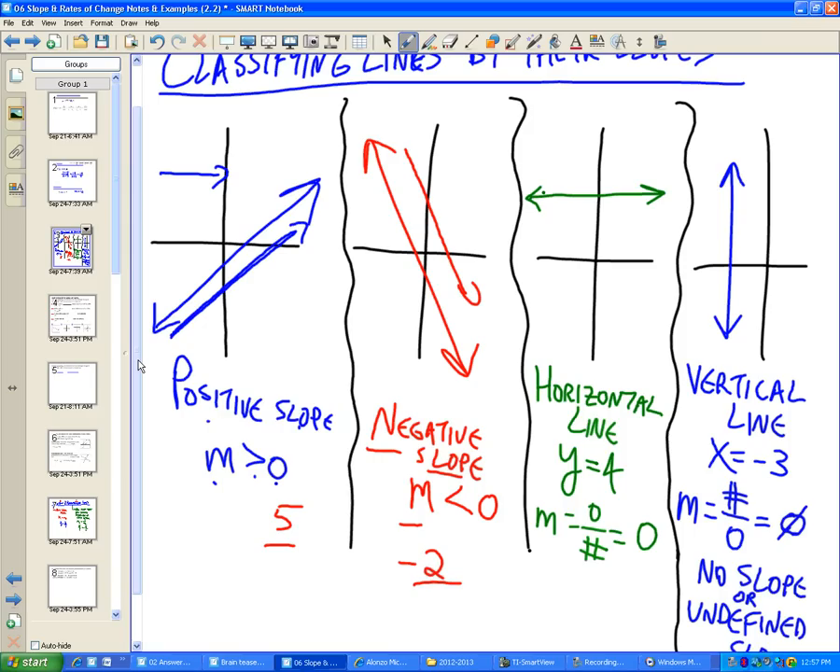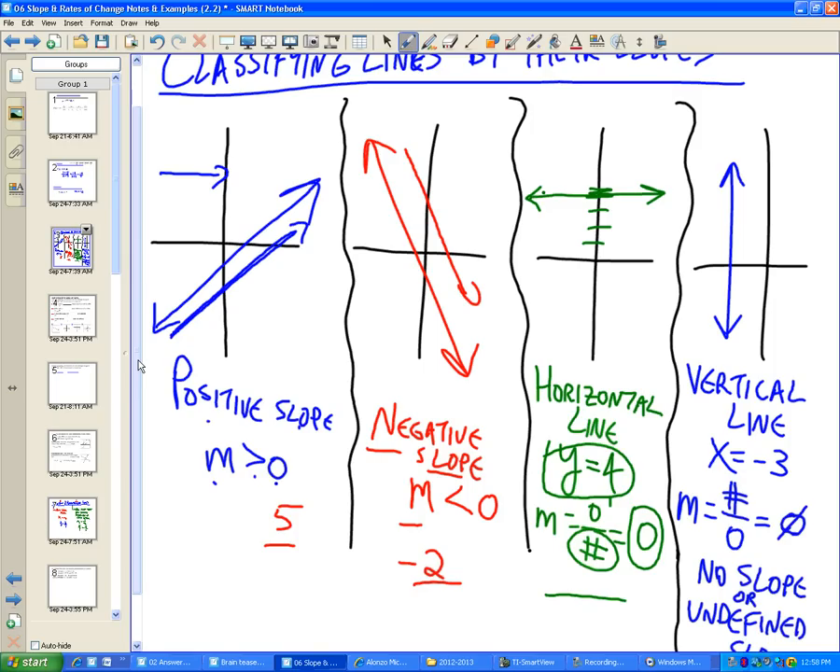Horizontal line. A horizontal line is a line that doesn't rise or decline from left to right. My x's actually cancel out. I get 0 over a number. 0 divided by any number is always 0. So my slope of a horizontal line is 0, and it's always going to be horizontal. It's like the equation y equals 4. This is this horizontal line where my y-intercept is 4.